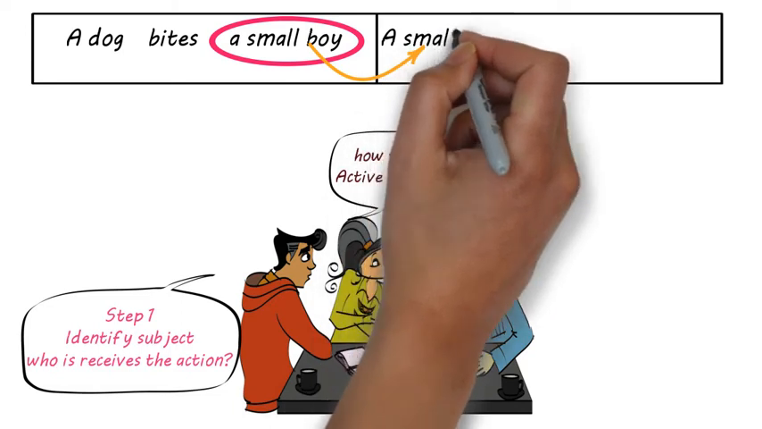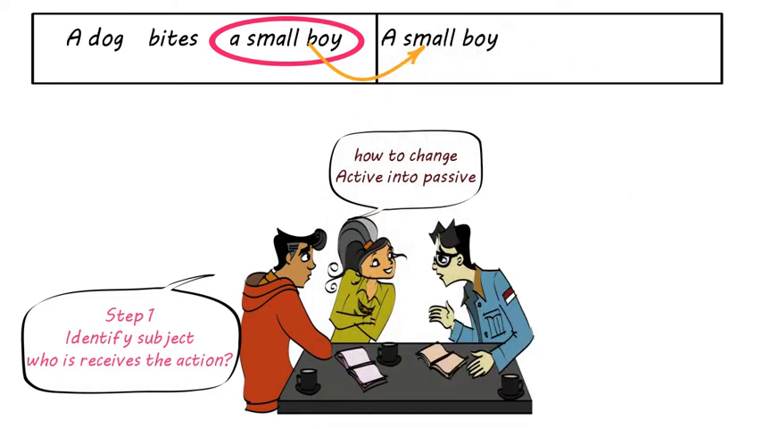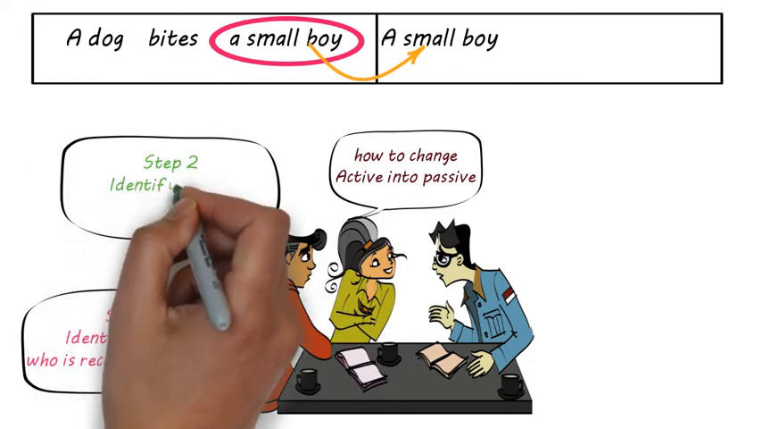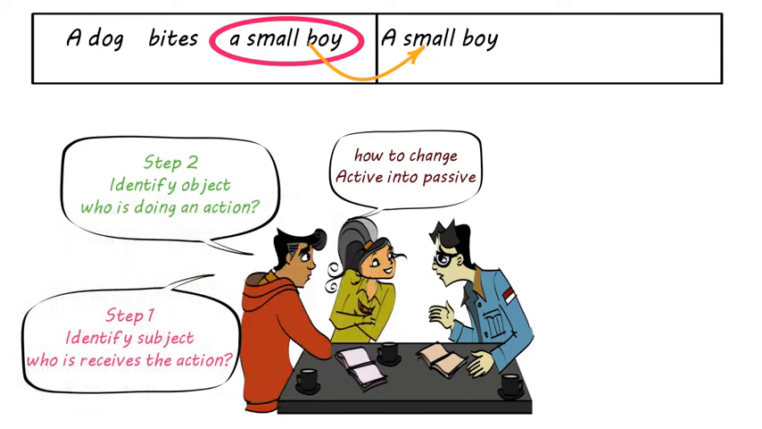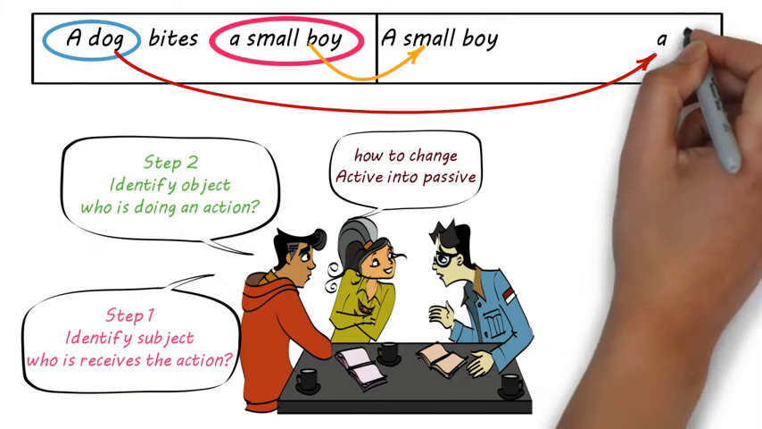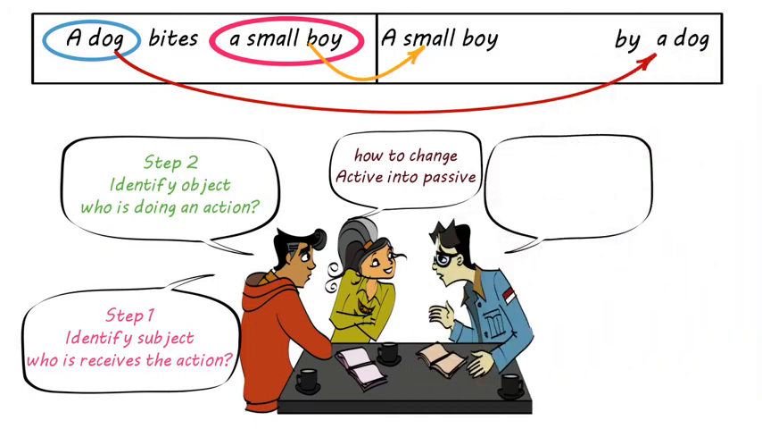The small boy is the object of the active sentence because the small boy receives the action. Step 2. Identify the one who is doing the action. The only thing doing an action here is the dog. Therefore, the dog is the object of the passive sentence with the preposition by.